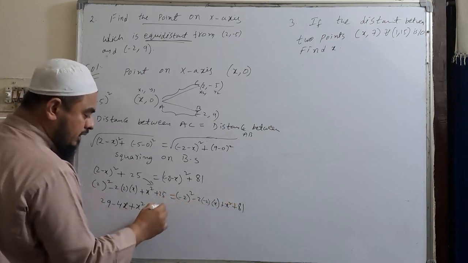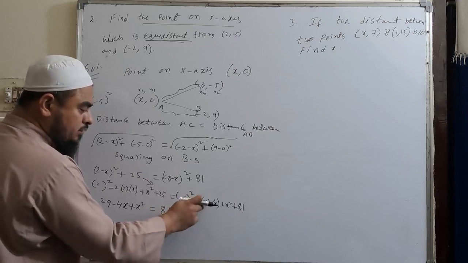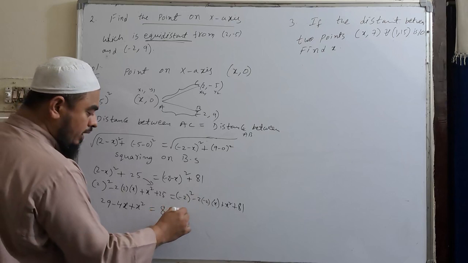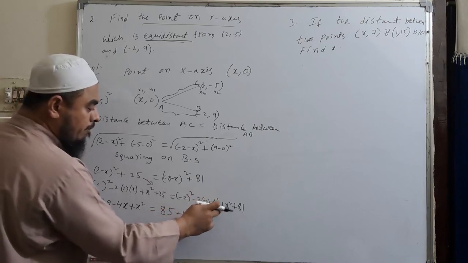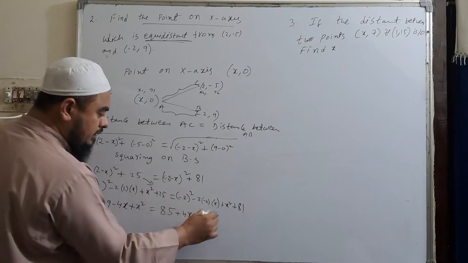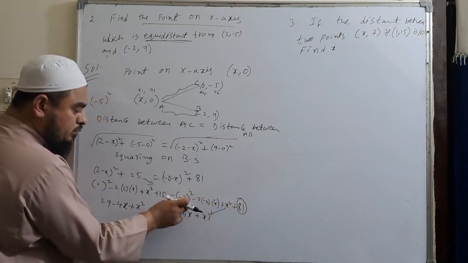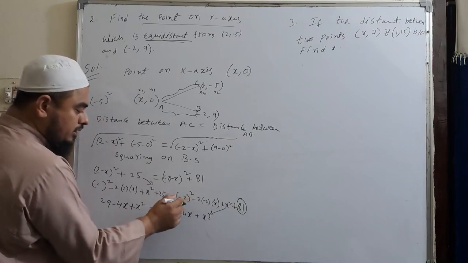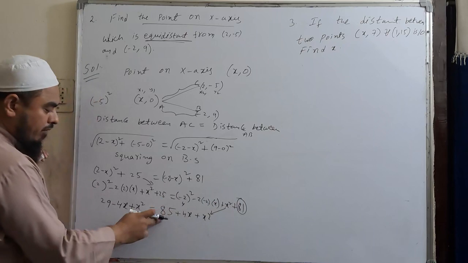81 plus 4, it is nothing but 85. Minus into minus plus 4x. Minus into minus, it is plus 4x plus x square. This x square we have written. 81 plus minus 2 square is 4. This is 4. 4 plus 81 we have written as 85.